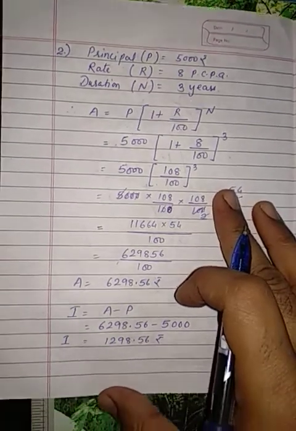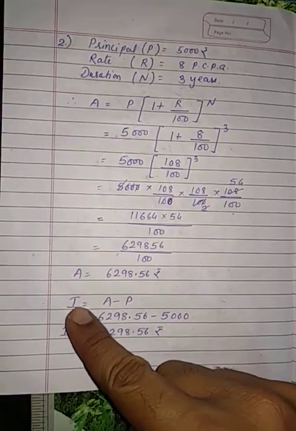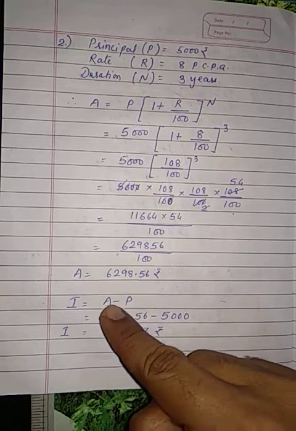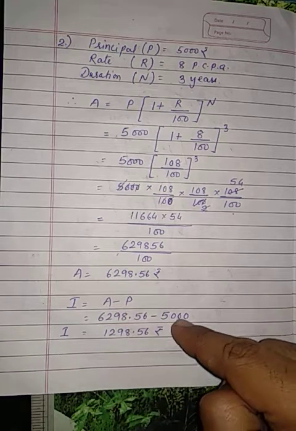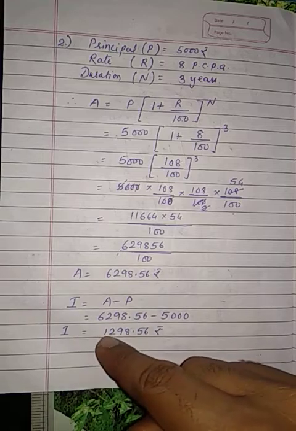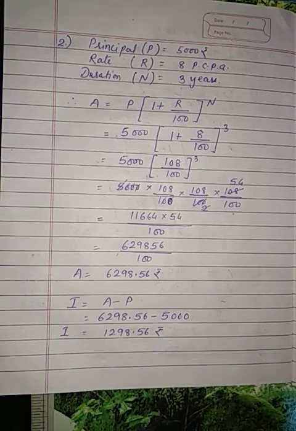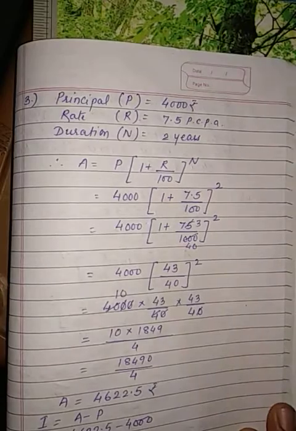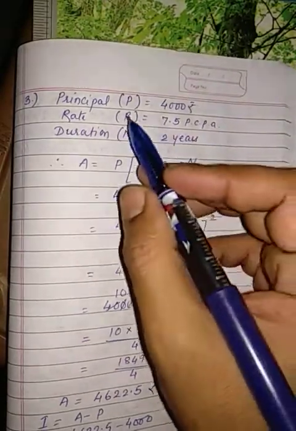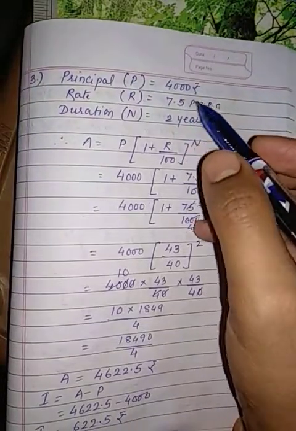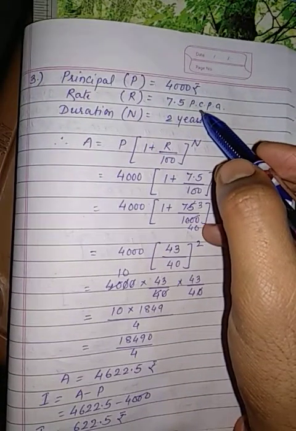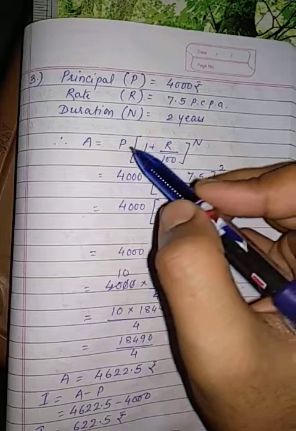Clear? Now finding compound interest, amount minus principal. So after subtraction you will get 1,298.56 rupees. Okay. Now we will see the third sum. The principal is 4,000 rupees, rate 7.5, time 2 years.